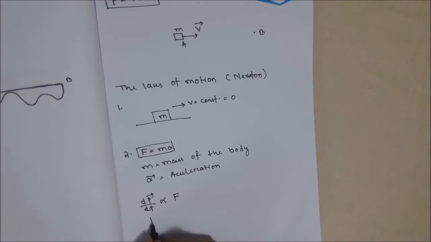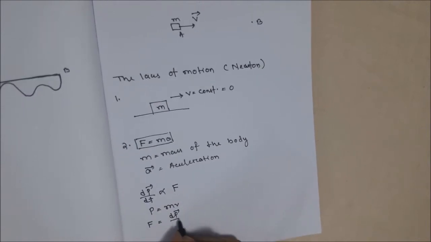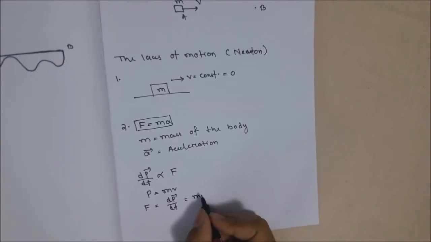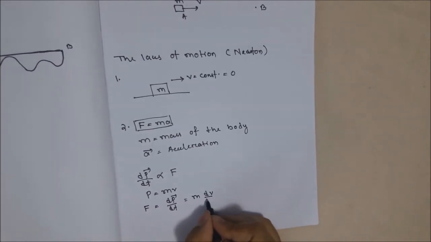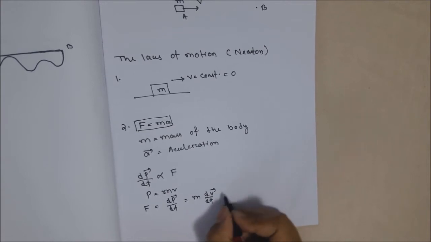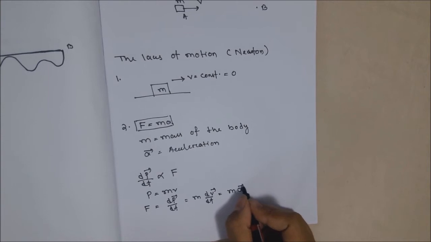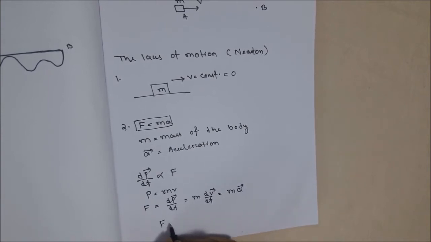So you know P is equal to mv. So you can write force is equal to dp by dt, which is m dv by dt. As you know, dv by dt is acceleration a, so hence derived: force is equal to mass into acceleration.